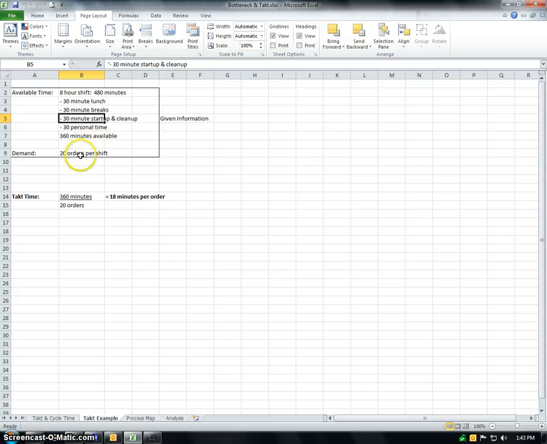And in this example, we need to produce 20 orders every shift. So we've got 360 minutes available. We need to produce 20 orders. So every 18 minutes, we need to produce an order.